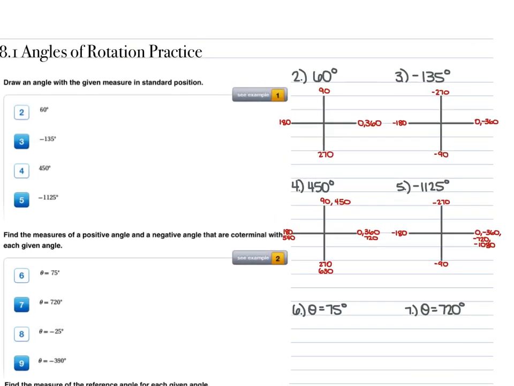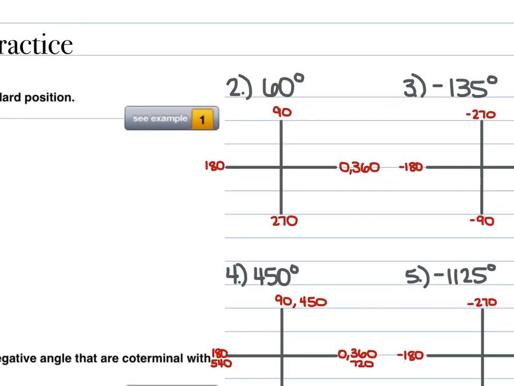All right, so for number 2, we're working with 60 degrees. We're going to start with our first side, that is our initial side, on our positive x-axis. From there, we are going to move that terminal side up and to the left, so that way we represent that positive angle. That 60 degrees is about here, and then we draw our arrow on the way that angle is opening, and label it 60 degrees.